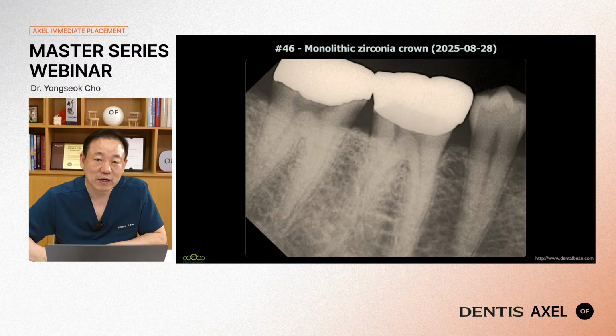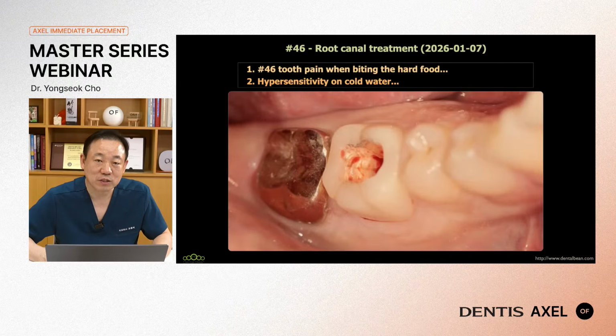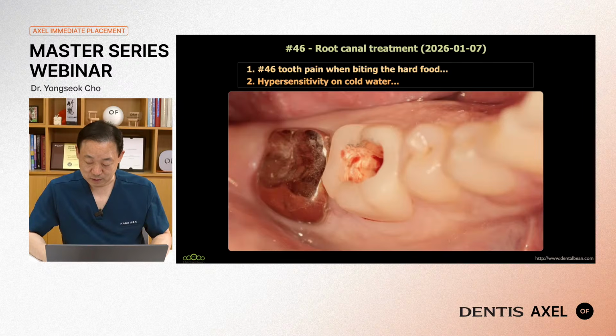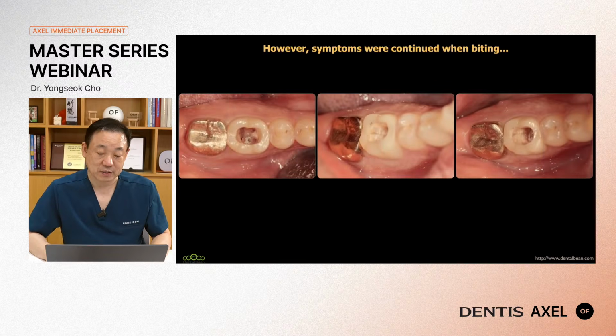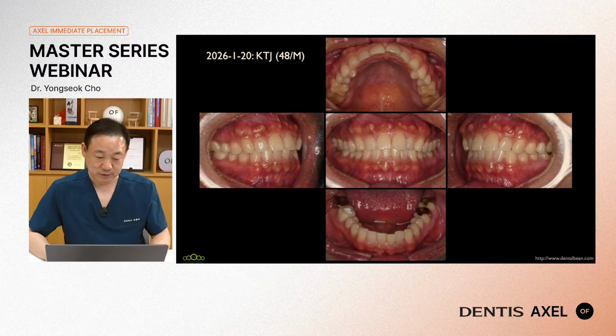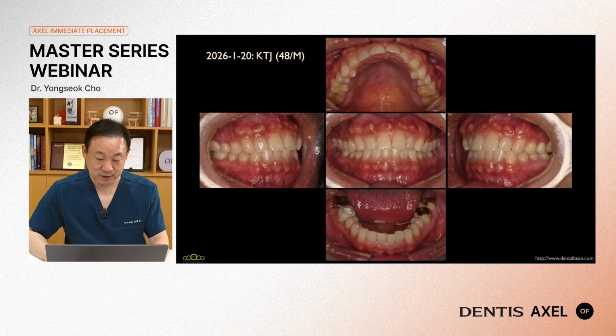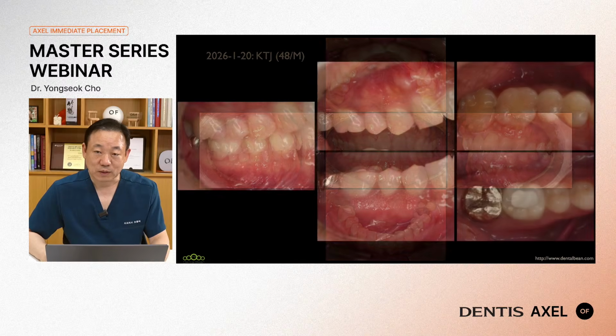So first try the crown. However, patient continued discomfort. Root canal treatment was done, but symptoms persist. So we decided to extract the tooth. Okay, he is a 48 years old male patient, and in normal occlusion.